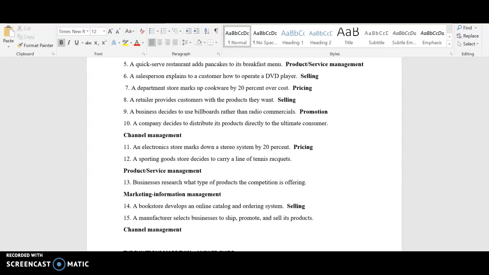Number 14 states a bookstore develops an online catalog and ordering system. This is selling because they're focusing on how to sell a certain product. So they've gone to an online ordering system. And then finally, number 15, a manufacturer selects businesses to ship and promote and sell its products. So this is channel management because they're thinking of how to get their product from point A to point B.